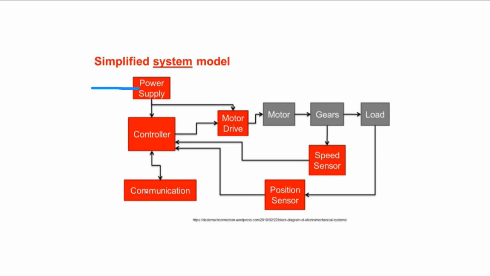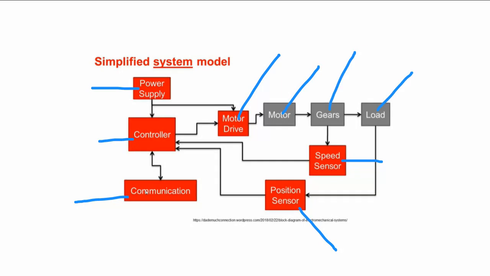We have power supply, we have controller, we have communication part, we have position sensor, speed sensor, and motor drive circuit, a full bridge for example. This is your DC machine, this is your gear and load. These are the simplified parts of an electric drive, a simple electric drive system.